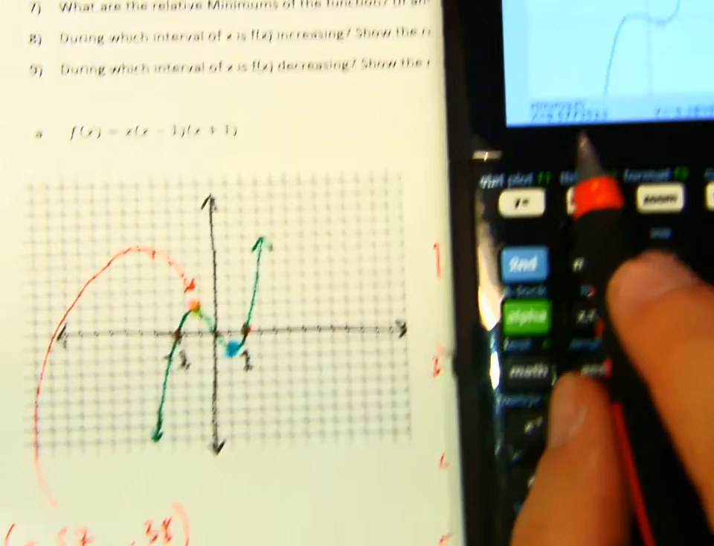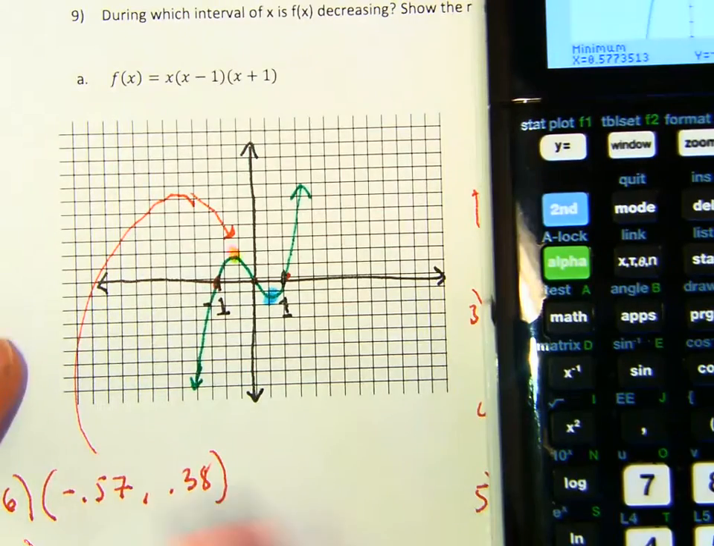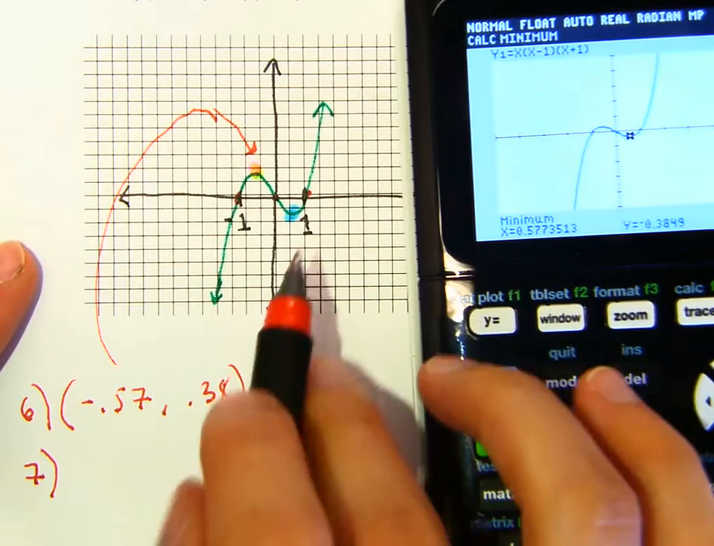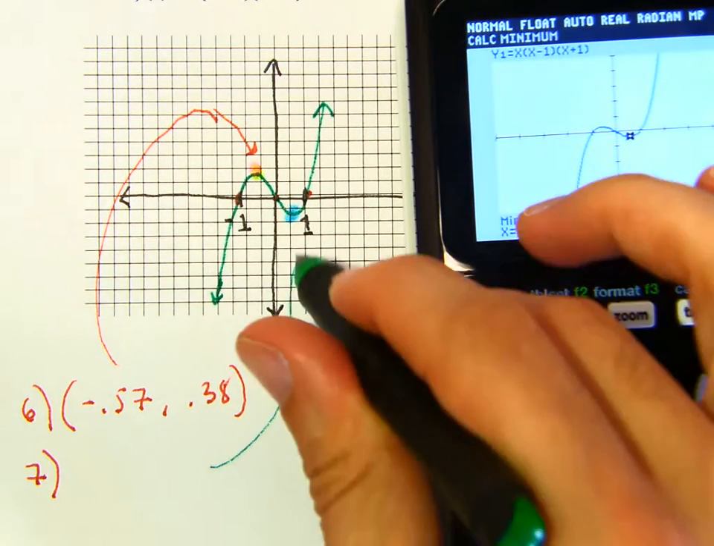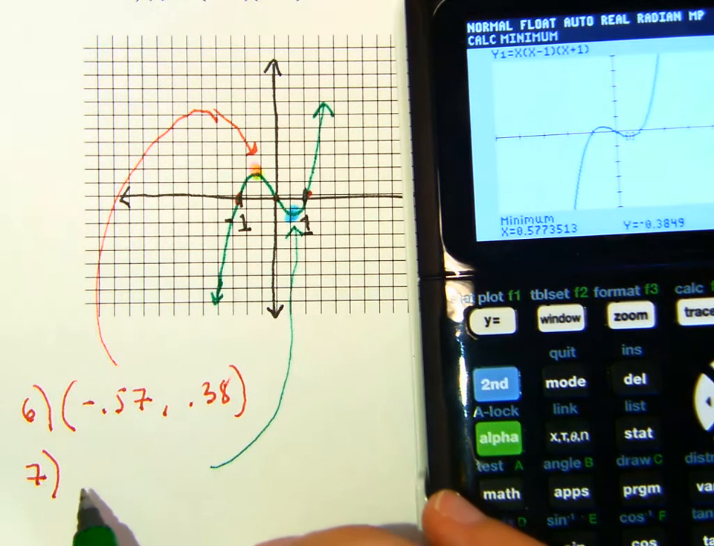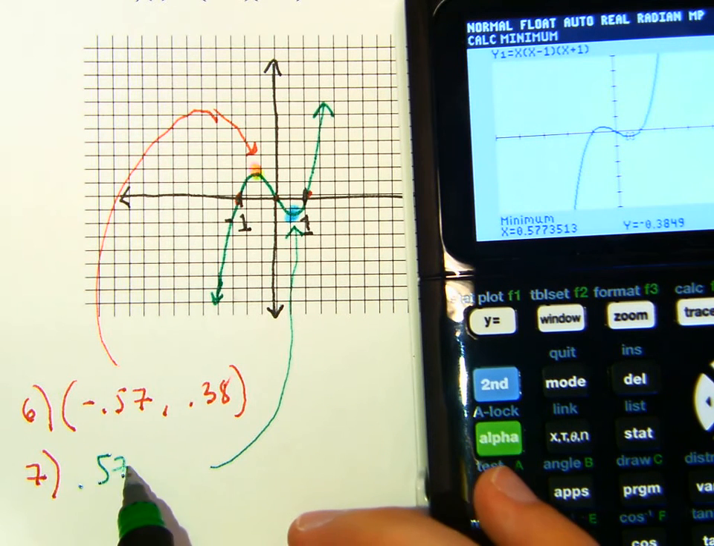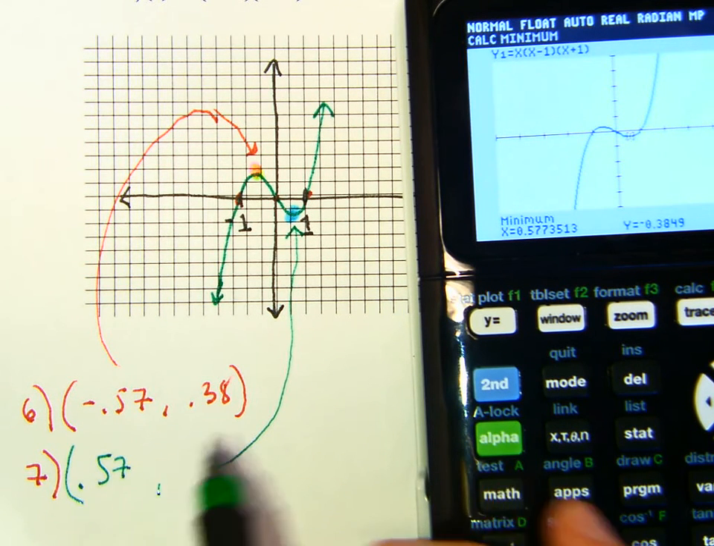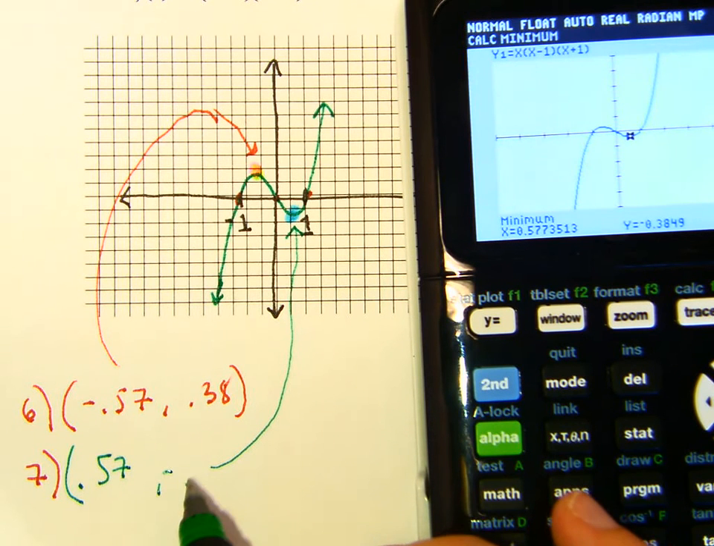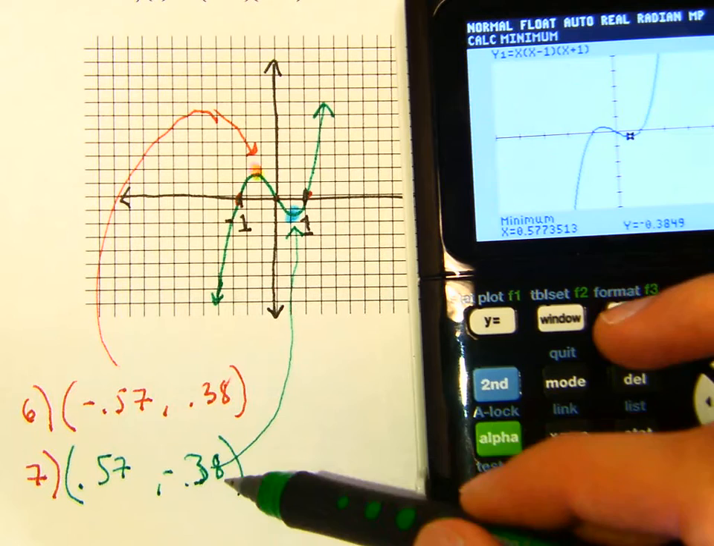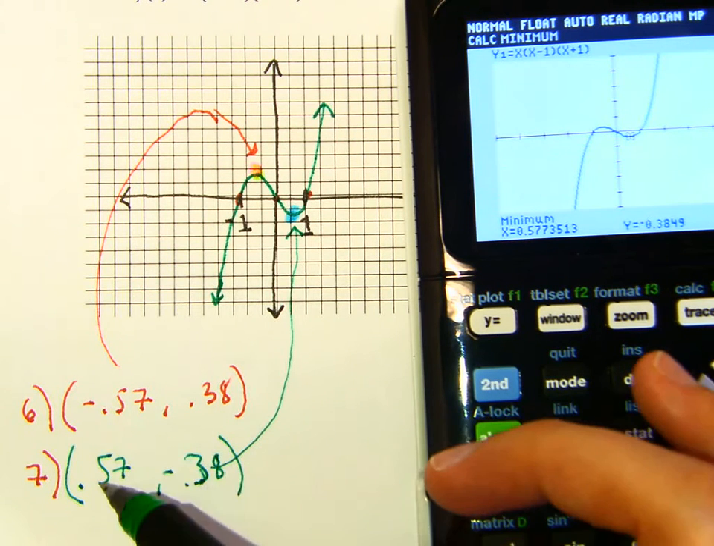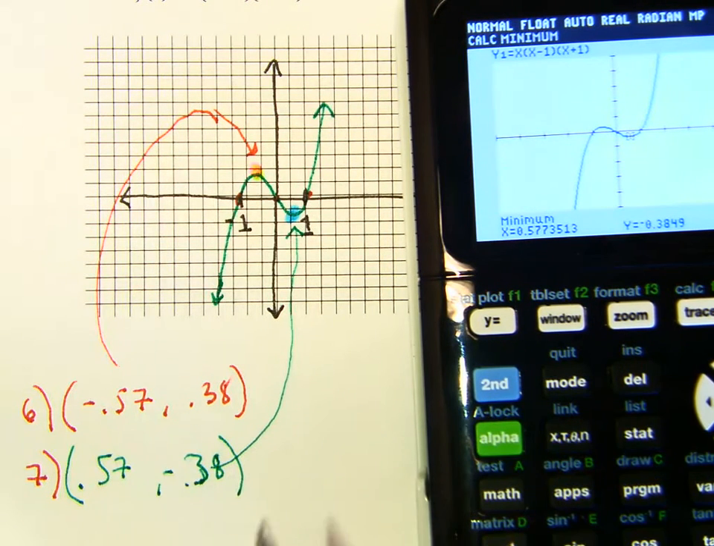So this is for 7. Let's look at it here. For 7, this point over here, I'll put it in the green arrow over here. This is 0.57, that's my x value. And what's my y value? It's negative 0.38. Notice that there's some sort of symmetry going on: this is negative, this is positive, this is positive, this is negative.